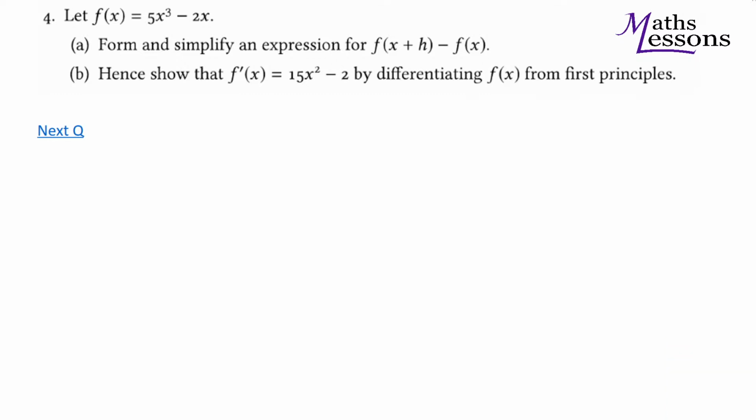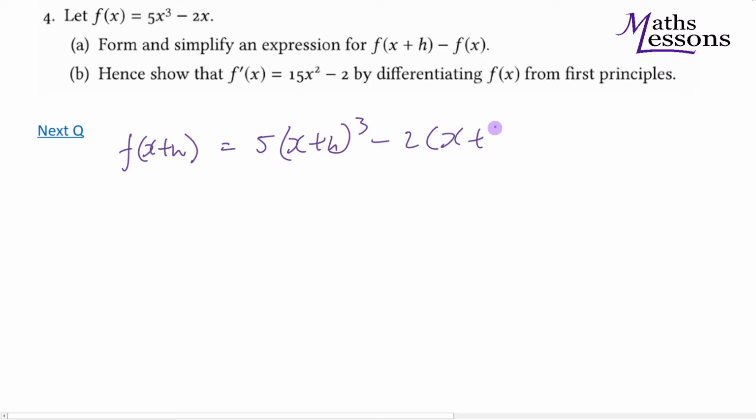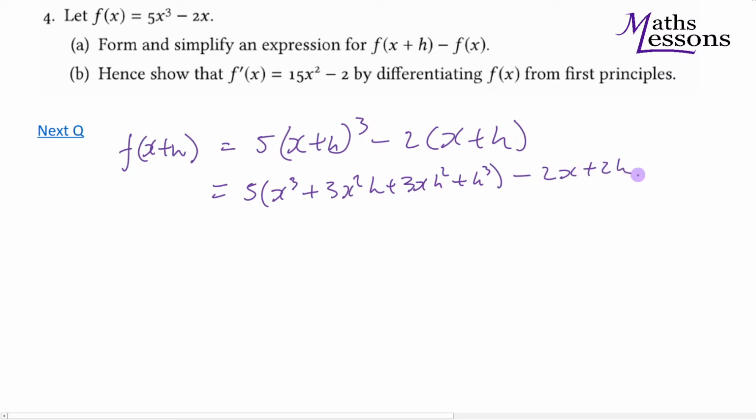Right, let's have a look at this question. So, as long as you can expand this, it should be quite straightforward. So if we can do f of x plus h, that's going to be equal to 5 times x plus h all cubed minus 2 times x plus h. And we can use the binomial theorem to do this. So this bit expands to x cubed plus 3x squared h plus 3xh squared plus h cubed minus, and we've got 2x plus 2h, and I can multiply it all by 5 to get 5x cubed plus 15x squared h plus 15xh squared plus 5h cubed minus 2x plus 2h.